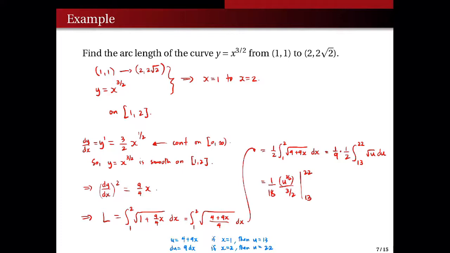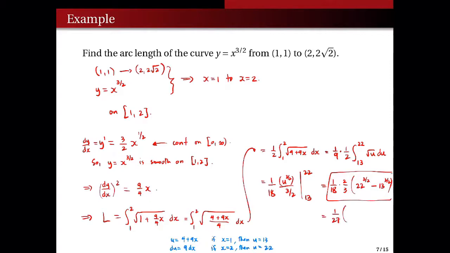So we simplify this. You have 1 over 18 times 2 over 3. And then in here, you have 22 raised to 3 halves minus 13 raised to 3 halves. So you can leave the final answer in this form, or you can simplify this here. That's just 1 over 27.